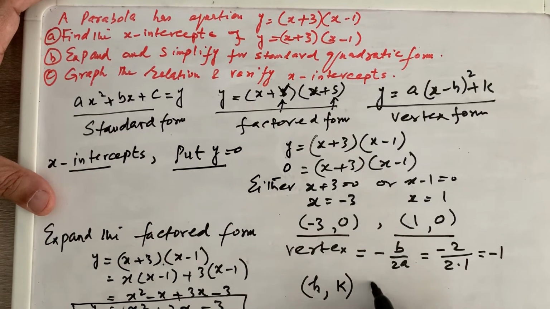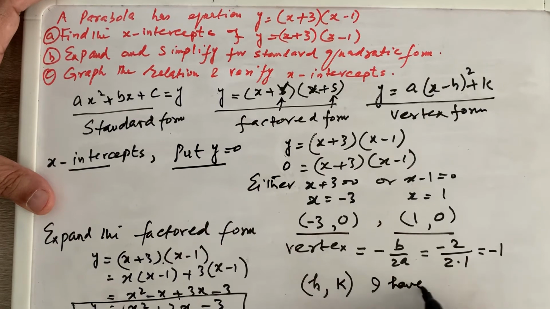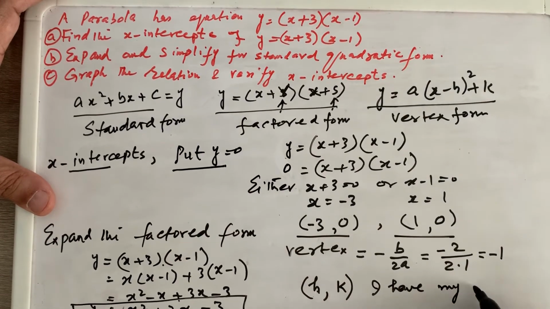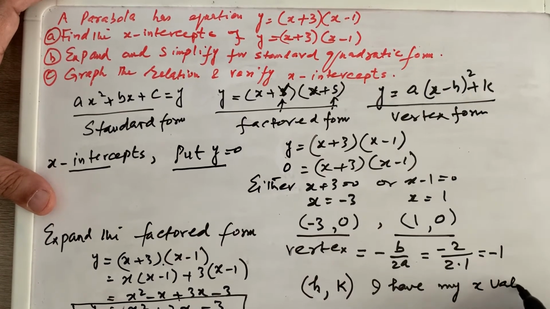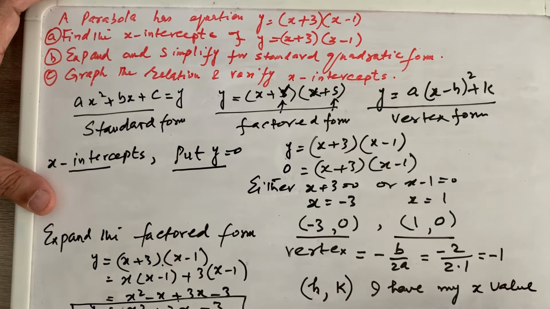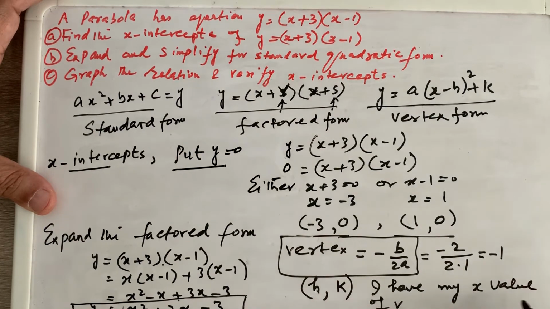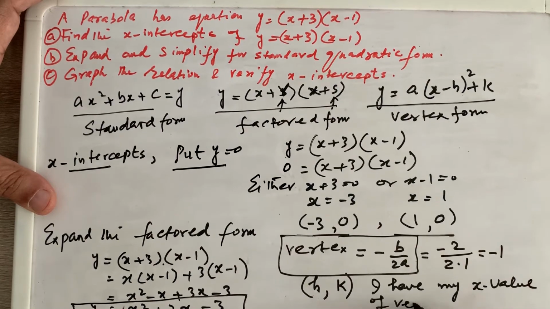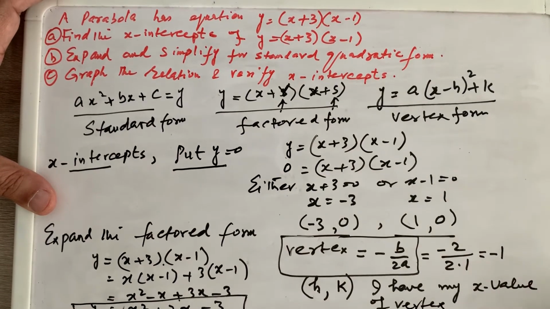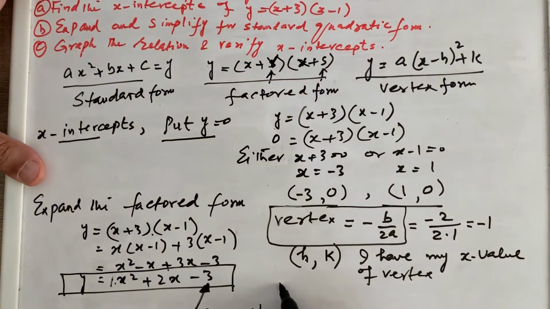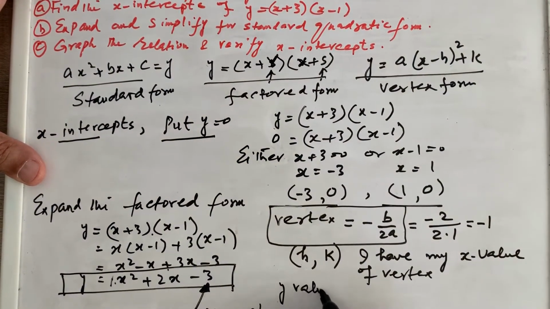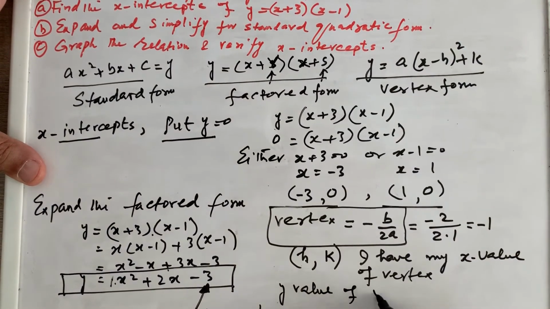So I have my x value of vertex, right? How to find out x value of vertex? Formula is minus b over 2a, right? So I have my x value of vertex. This is very important to remember. Now I have to find out y value of vertex. How to find out y value of vertex?